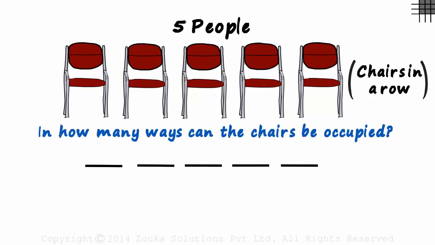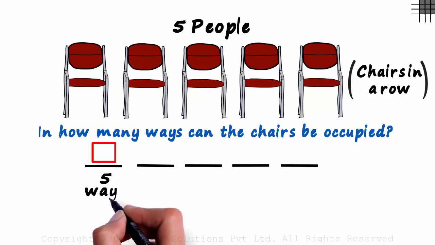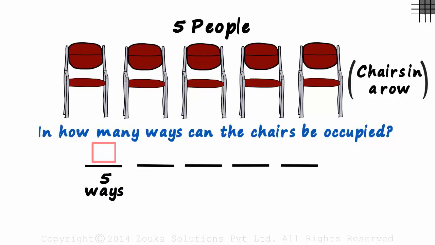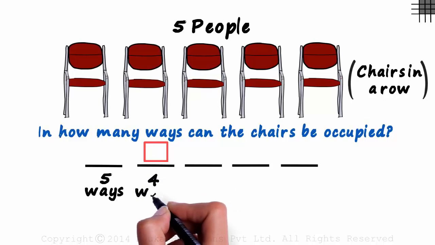And using our usual technique, let's go slot by slot. In how many ways can the first chair be occupied? Any one of the 5 people can be seated on the first chair. So there are 5 different ways in which the first chair can be occupied. Understand the situation now. One of these 5 is seated on the first chair. Once this has happened, in how many ways can the second chair be occupied? As there are 4 people remaining, one of those 4 can be seated on the second chair. The second chair can be occupied in 4 ways.